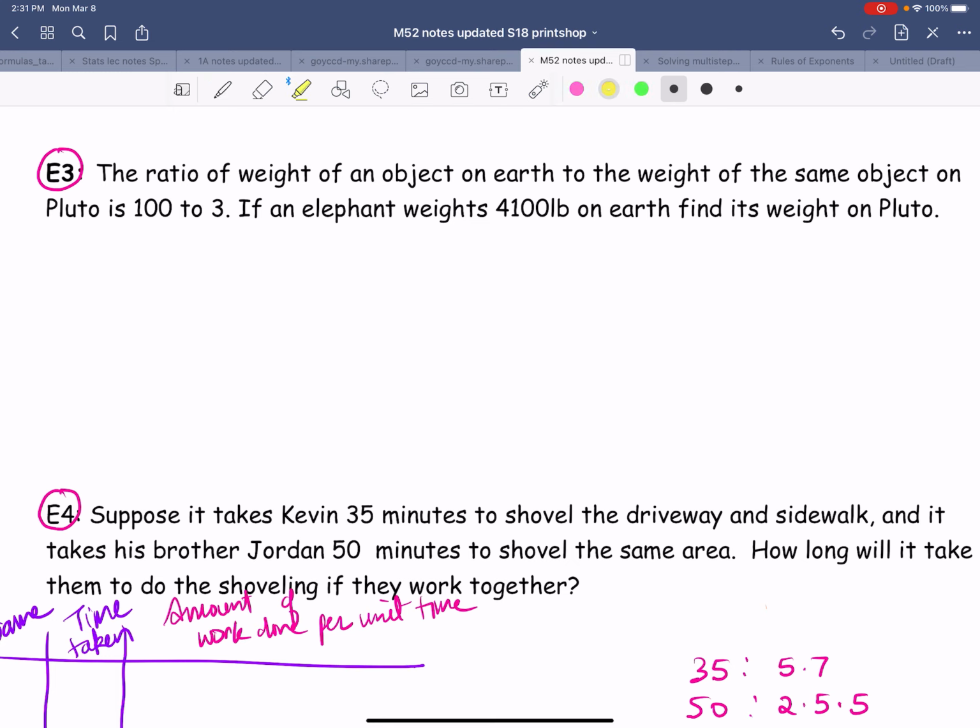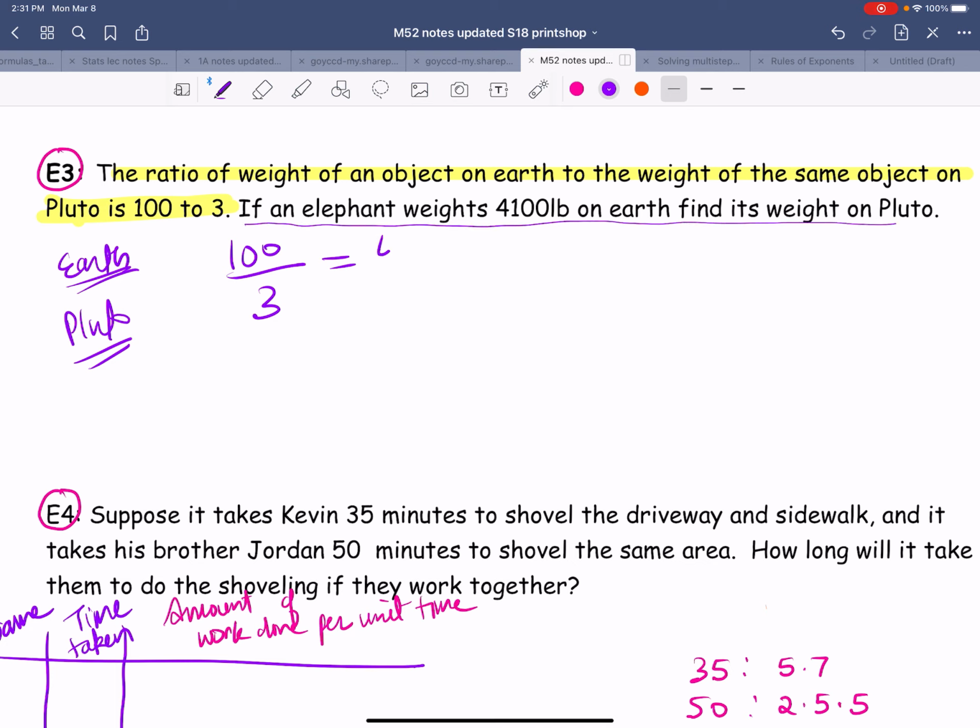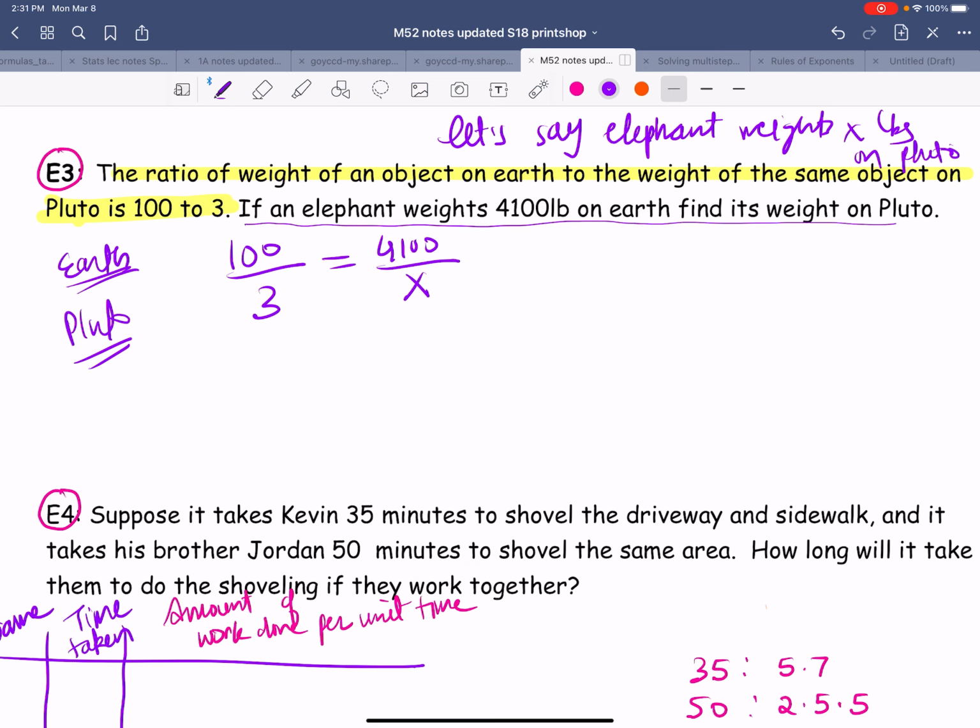Here's the next example. The ratio of weight of an object on Earth to weight of the same object on Pluto is 100 to 3. Okay, so 100 is the weight on Earth, 3 is the weight on Pluto. Keep that in mind. On the top I'm writing Earth, on the bottom I'm writing Pluto. We'll have to stick with that on the other side of the fraction as well. If an elephant weighs 4,100 pounds on Earth, find its weight on Pluto. So 4,100 pounds on Earth, and let's say the elephant weighs x pounds on Pluto. That's my assumption.